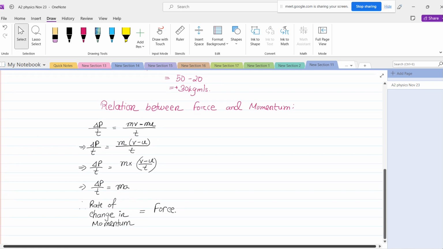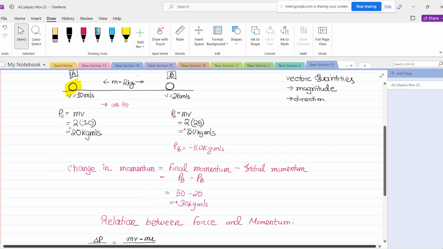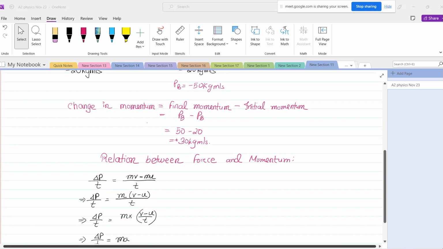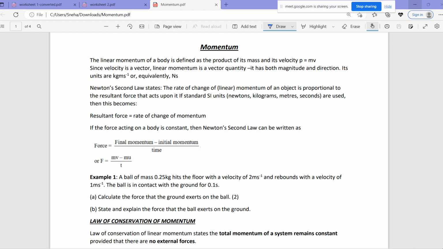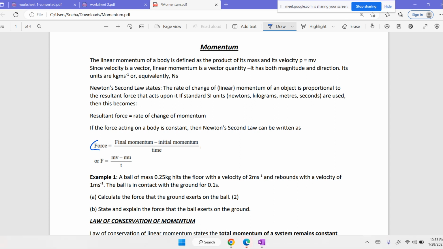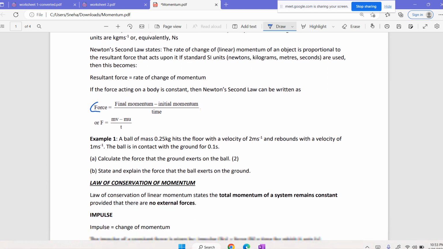Is there any question? No, ma'am, it's okay. Okay, so up to this point it's totally clear. If we move to our entire sheet here, we can see that the entire derivation is again given, like how force and rate of change in momentum are related, how Newton's second law and momentum are related. I have given the entire walkthrough in that OneNote file. So this was it for the time being.